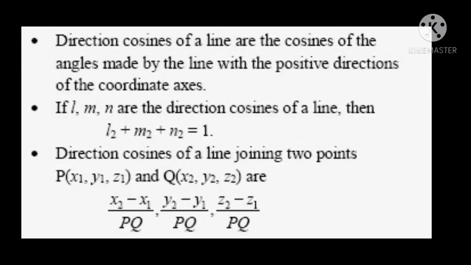At first we can see the direction cosines of a line are cosines of the angles made by the line with the positive directions of the coordinate axes. So at first we need an angle. See here they have written cosines of the angles made by the line. So at first we need an angle and then we need a positive direction of an axis. Let's see this through a diagram.